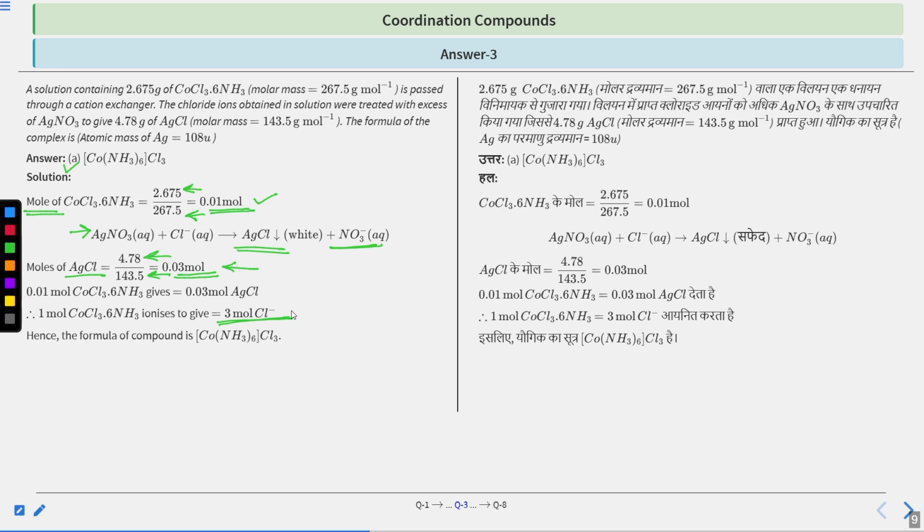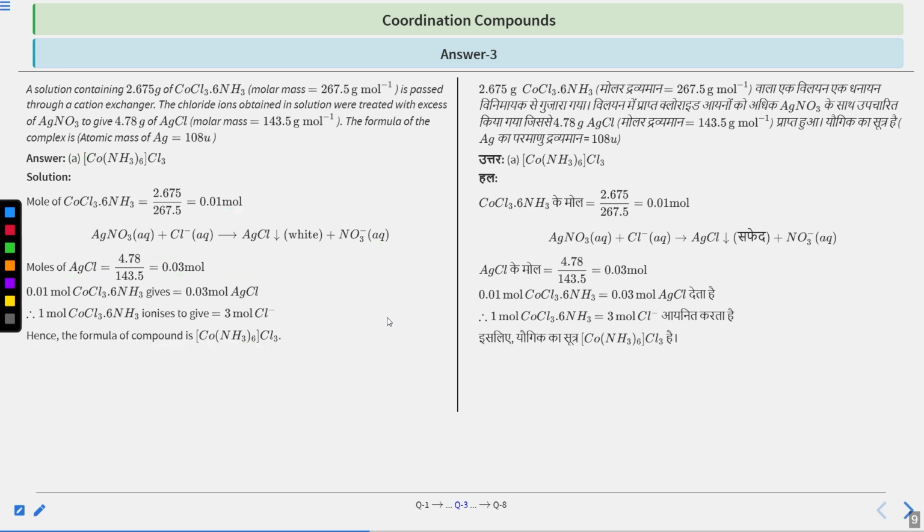Hence, we can see that 3 moles of chloride ion will be produced while dissociating. That means 3 chlorine atoms should be attached outside of the square bracket in the complex, right? So we can say, hence the formula of the compound is [Co(NH3)6]Cl3. This Cl3 should be outside of the square bracket to be dissociated as 3 moles of chloride ion, right? And thus option A is the correct answer.